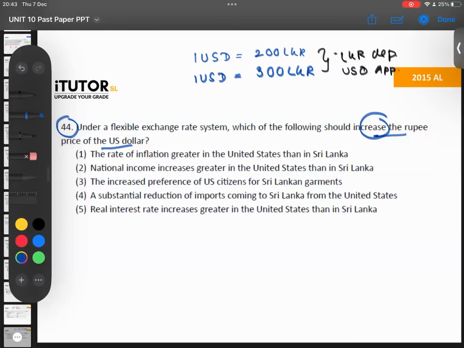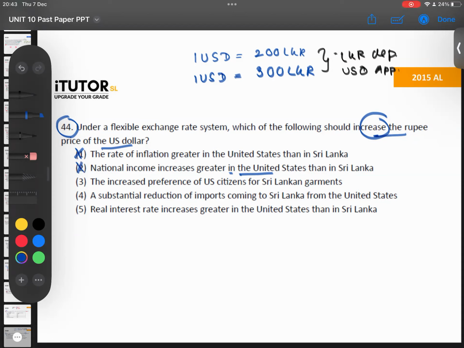Number 1, rate of inflation greater in the United States than Sri Lanka. If in the US inflation is greater, then we won't buy anything from the US. Our imports will come down. They will buy our goods. Our exports will increase. That will not depreciate, that will appreciate our currency. National income increases greater in the US. If USA's national income increases, remember we have learned there is a connection between national income and imports. So in the US, if the national income increases, they will import more, and then the US dollar will depreciate.